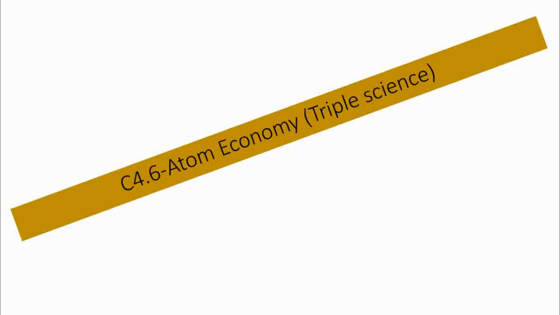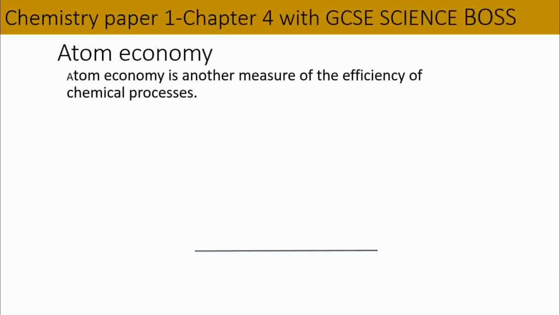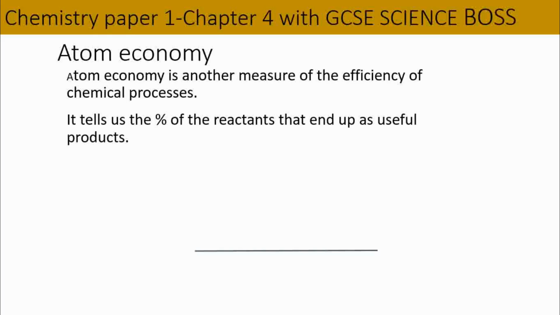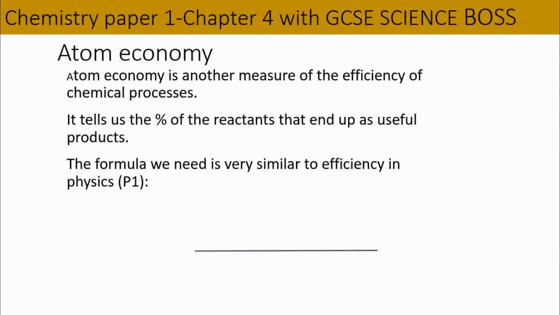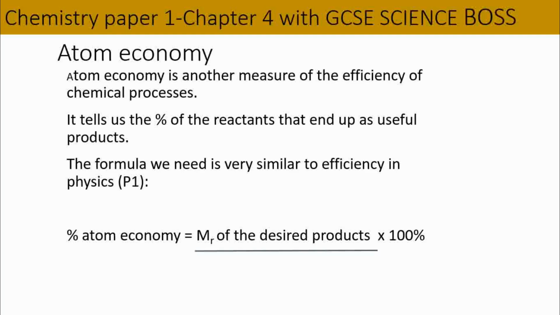Now let's look at atom economy. To work out atom economy, again for triple science, but what really is atom economy? Atom economy is a measure of how efficient the reaction is. It tells you the percentage of reactants that end up as useful products. So it's very similar to the physics efficiency formula. To find percentage atom economy, it is the MR of the desired products over the sum of the MR of the reactants, and we're going to times that by 100.